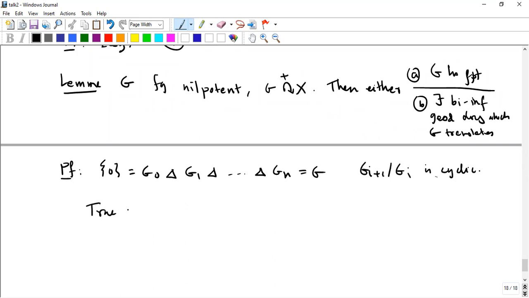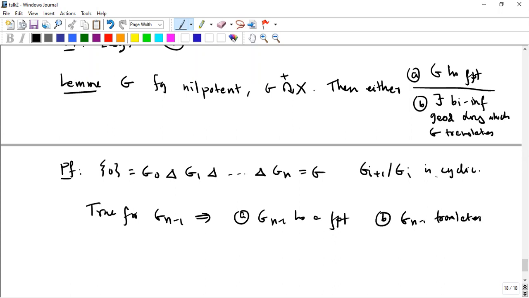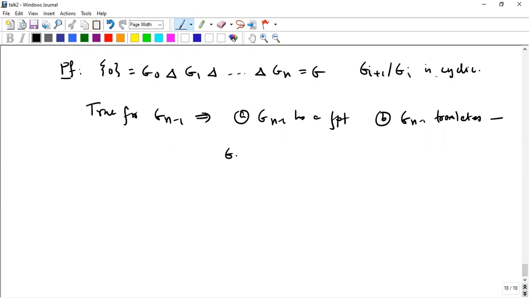So true for Gn minus 1. So that means either A, Gn minus 1 has a fixed point, or B, Gn minus 1 translates along a bi-infinite geodesic. If this holds, then you look at this quotient. Then by the earlier argument, G by Gn minus 1 acts on X Gn minus 1. So it's a cyclic group which acts on this space. But then it should have a fixed point. So why is that true?